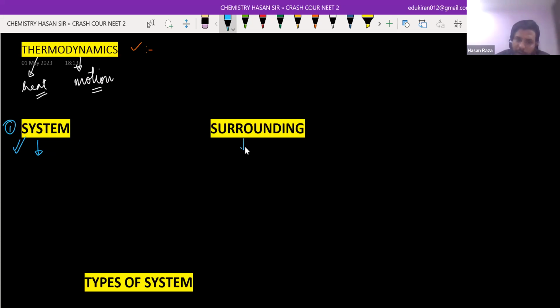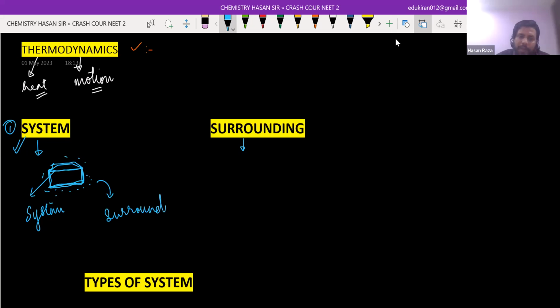Now, what is surrounding? Let's say this is your system in which you are carrying out the reaction. If this is your system, then just after this is the boundary of the system. You can see just after this boundary, this will be your surrounding.